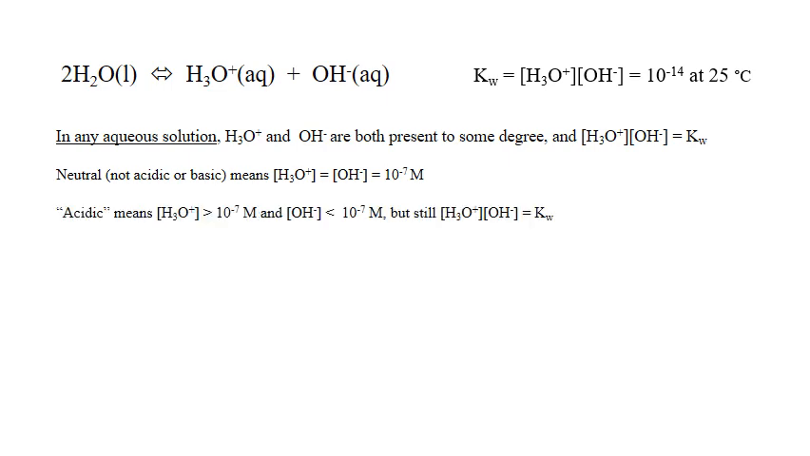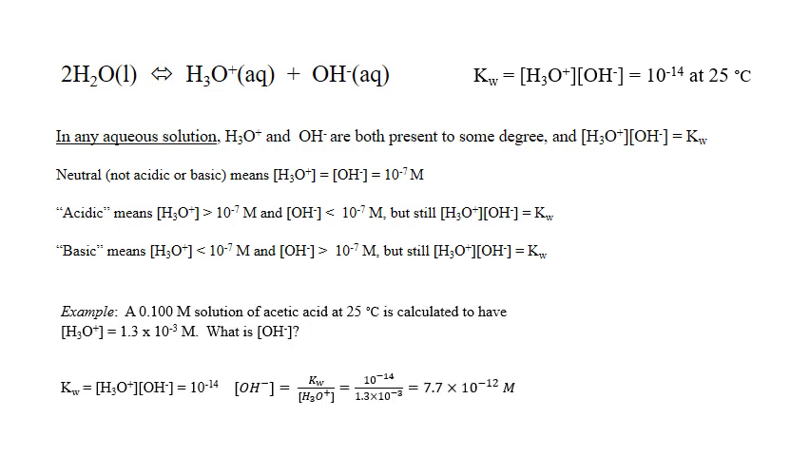Acidic then just means that H3O+ is greater than 10 to the minus 7, while OH- is less. So what happens if you go from a neutral solution to an acidic solution? H3O+ gets bigger and OH- gets smaller, and they still multiply out to Kw. For a basic solution, it's vice versa. The H3O+ is less than 10 to the minus 7, and OH- is greater than 10 to the minus 7. They still multiply out to Kw.